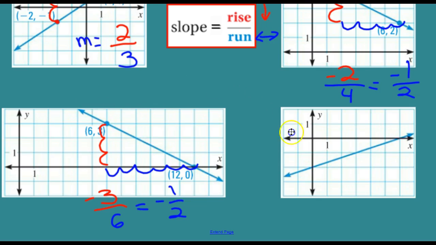And the last one, we've got to pick 2 points, maybe one here, or one here, or we could even do one here. So we're going to go up 1 and over 1, 2, 3. So our rise over the run then is 1 over 3.